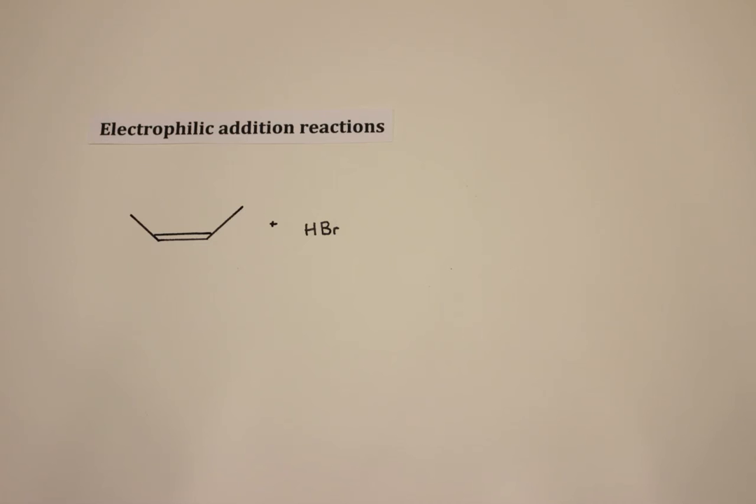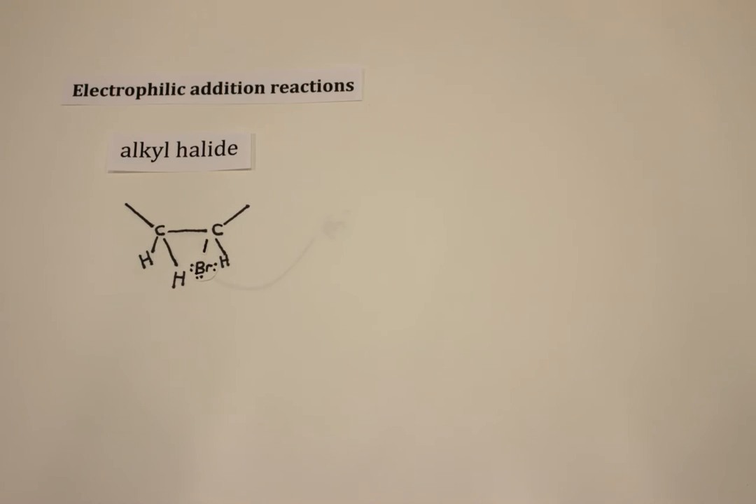Hydrogen will kick its electron to bromine, and the carbon will bond with hydrogen. The other carbon will form a positive ion, which bromine, a negative ion, will then attack and bond to. We will have an alkyl halide at the end of the reaction.